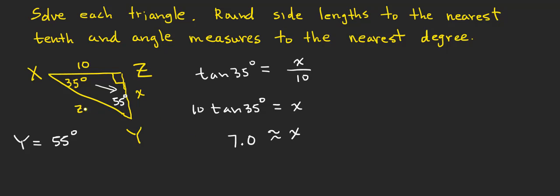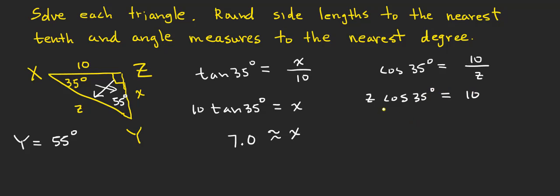Now what about z? With respect to 35, z is the hypotenuse because it's opposite of 90 degrees. So z is the hypotenuse, and you have the adjacent side with respect to 35. So you could say that cosine of 35 is adjacent over hypotenuse. So now we have to solve for z. Cross multiply, you get z times cosine of 35 equals 10. And to solve for z, you need to divide both sides by cosine of 35.